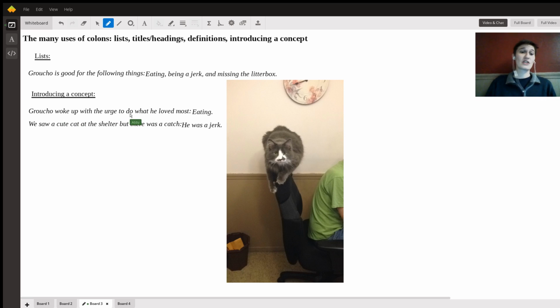It can also be used to introduce a concept. Groucho woke up with the urge to do what he loved the most. And notice there's an element of suspense in here, okay? What does he love the most? So that information is what's going to precede the colon. And so, what does he love to do the most? Eating.